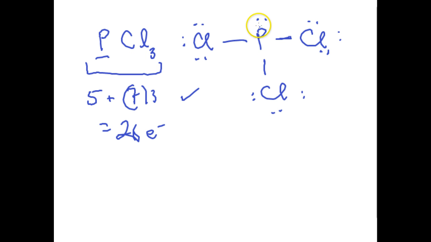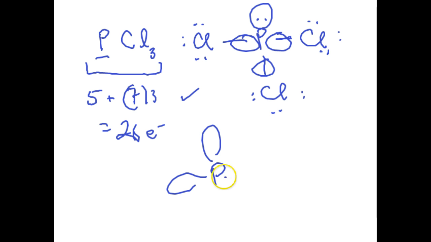Now, let's look at how many things are hanging off of the central atom. 1, 2, 3, 4. 4 things hanging off of the central atom. So that means those 4 things will be arranged in a tetrahedral manner. Anytime you have 4 things, it doesn't matter what those 4 things are, anytime you have 4 things hanging off of the central atom, it will be tetrahedral.